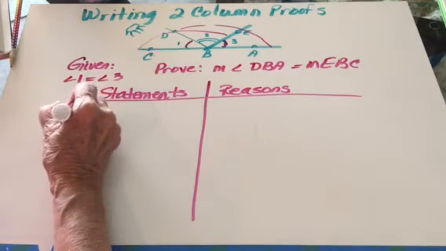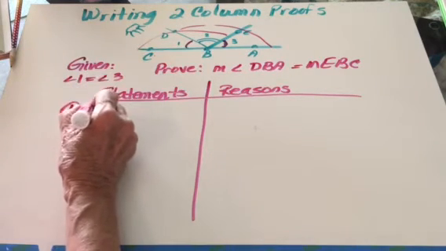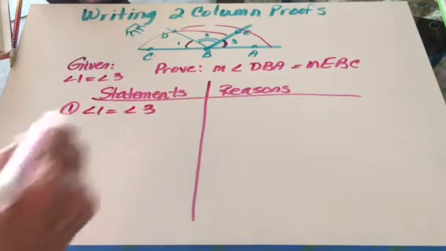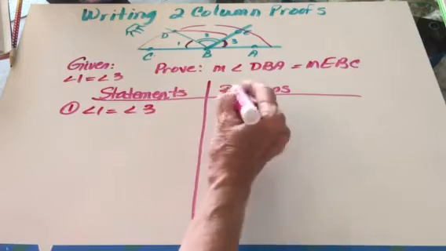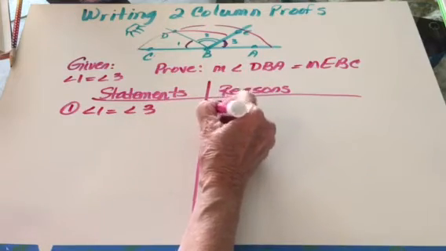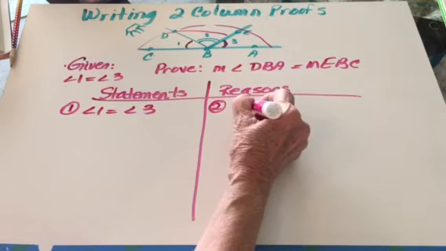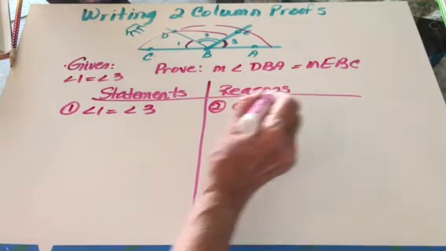All right, so number 1, for example, I hope I can fit this all on. Number 1, I know that angle 1 equals angle 3. Why do I know that, guys? Because it was given. So I write down here given. So far, so good?